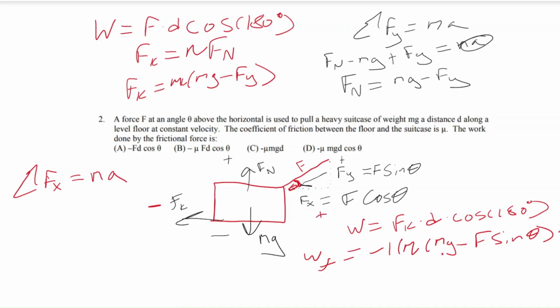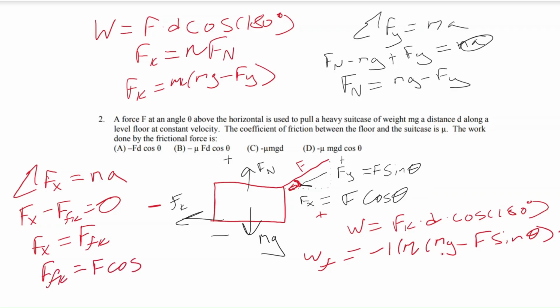So force x is going to be positive, so force x minus force kinetic, so force friction kinetic, is equal to mass times acceleration. But as we said, it's at a constant velocity on the level floor. This is just going to equal 0. And with that being said, they have to be equal to each other, because if we bring it to one side, force x is equal to force friction kinetic. And if we remember, force x is equal to force cosine theta. So we can just say force friction kinetic is equal to force cosine theta.